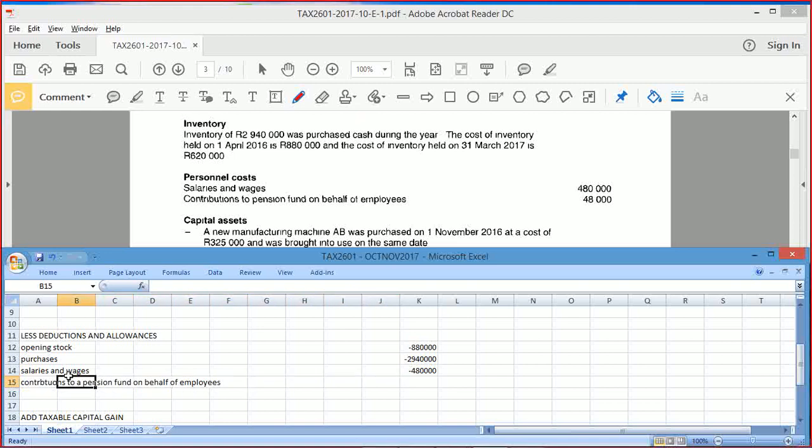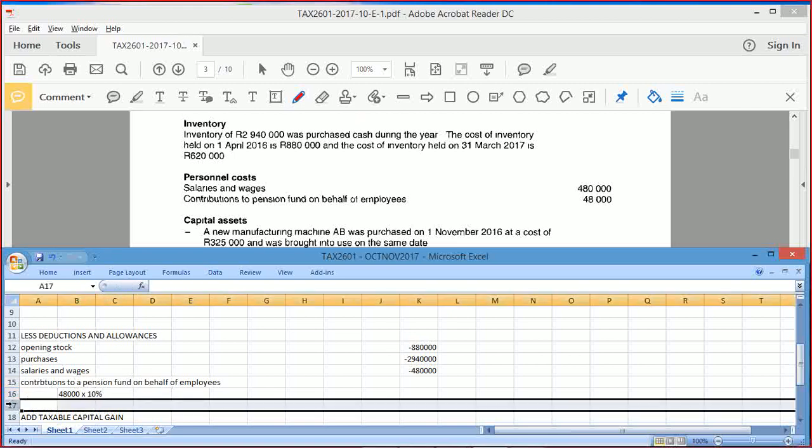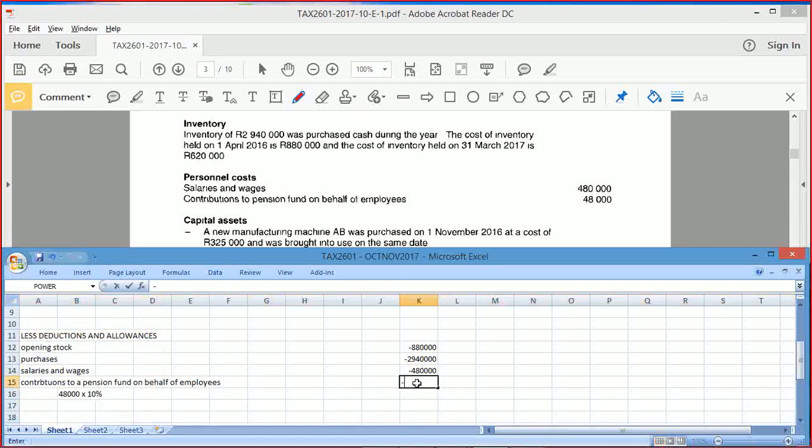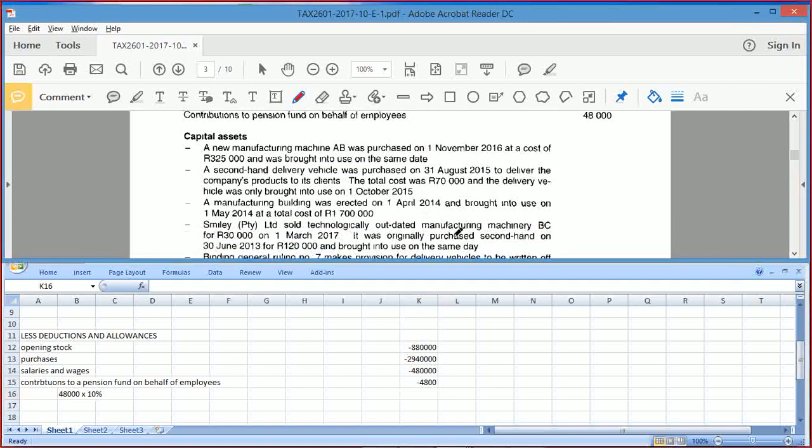Right, and obviously you need to show the actual working, so you would say 48,000 times 10%, do you agree? Yes, sir. Okay, so 10% of that would be deductible. That's 4,800, good.